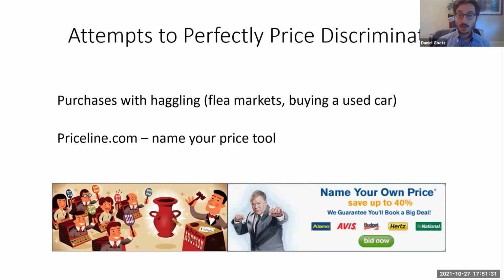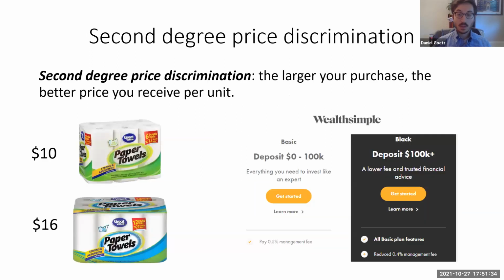So attempts to perfectly price discriminate don't often work. Here's something that works that we see all the time: second degree price discrimination. The larger your purchase, the more quantity you buy, the better price you receive per unit. You see this with household goods all the time. Paper towels, if you want to buy 6, that's $10. If you want to buy 12, that's $16. Costco, you get more for your dollar, a cheaper price per unit. You have to be able to pay a bunch up front, but you recoup the savings over time.